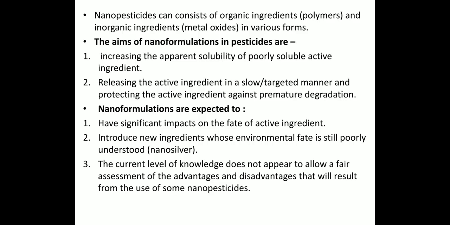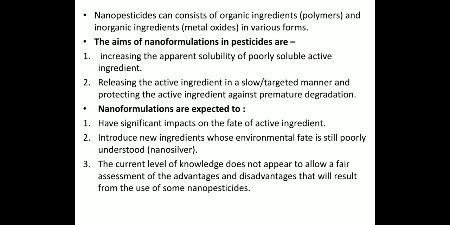The nanopesticides can consist of polymers and metal oxides or metal nanoparticles, which will be in various forms. The aim of nano formulations in pesticides is to increase the apparent solubility of poorly soluble active ingredients. That is the first aim of nano formulation in pesticide: to increase their solubility level, then release the active ingredient in a slow or targeted manner, and protect the active ingredient against premature degradation. That is, to save the active ingredient as well as to release it slowly in a specific targeted manner.